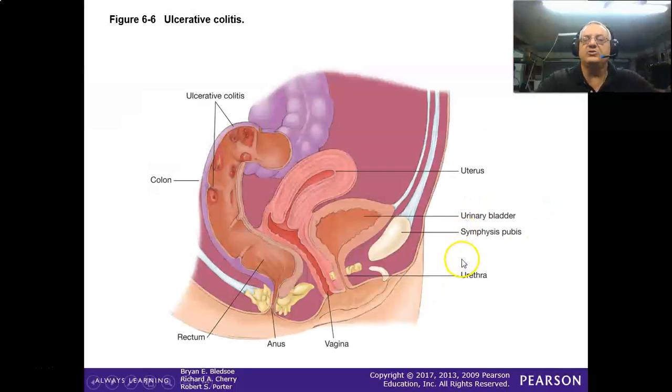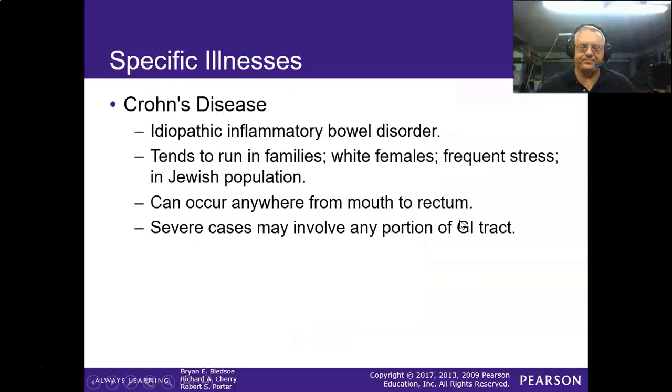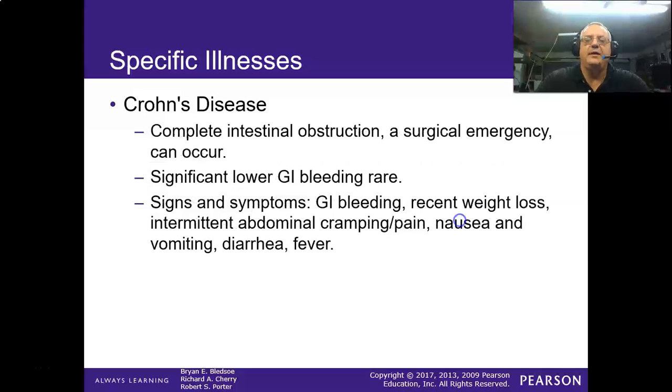Okay. So ulcerative, again, this is kind of an example of the ulcers that are in the colon and they start to bleed. This is where you're going to get a lot of that clotting blood type of thing. Crohn's disease, very frequent in the Jewish population, but it can happen in anybody, okay? Usually they tend to run in families. Essentially it causes damage to the bowel. It can occur anywhere from the mouth to the rectum. It can actually obstruct the bowel, a surgical emergency where they're actually going to have to go in and clear that out. And it does do significant lower GI bleeding.